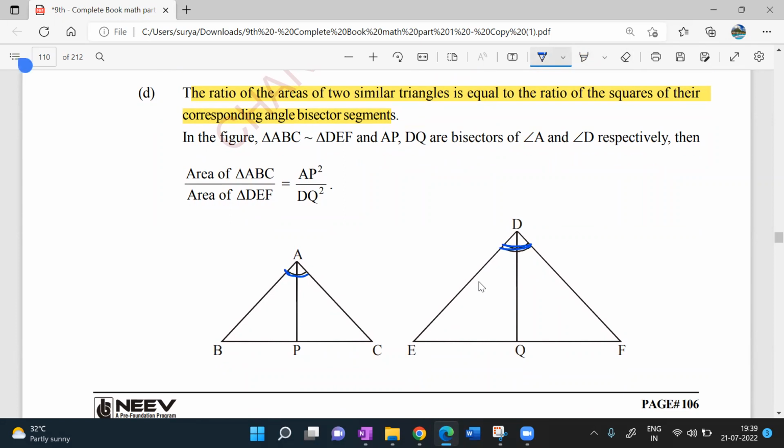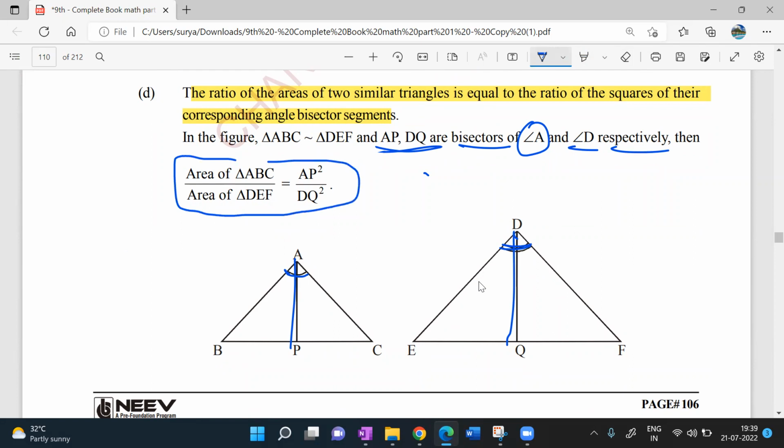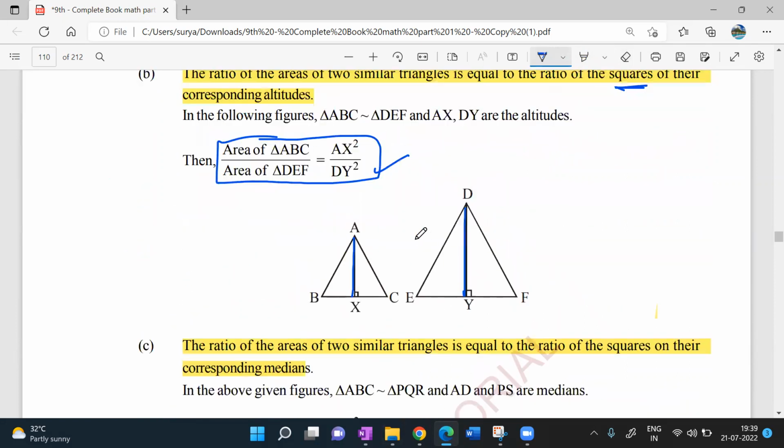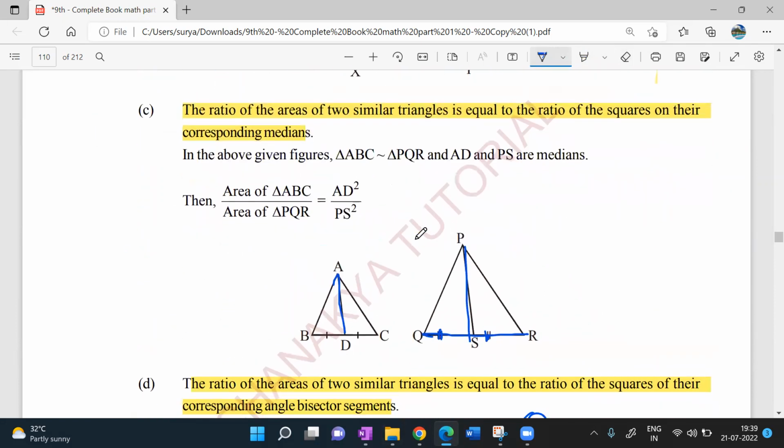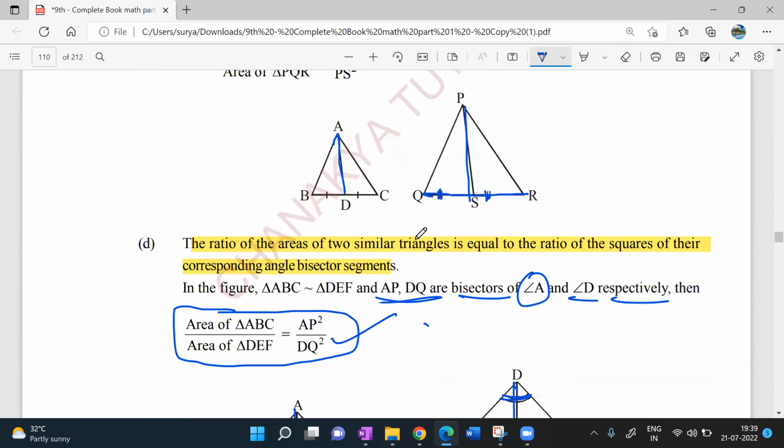So in triangles ABC and DEF, AP and DQ are the bisectors of angle A and angle D respectively. Then the area of triangle ABC divided by the area of triangle DEF is equal to AP square by DQ square. It is the same as the altitude and the same as the medians. We are just calling them by different names.